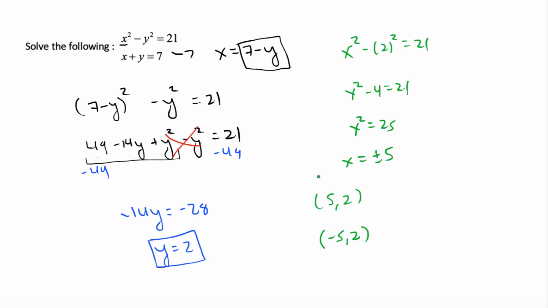But notice what happens when you plug these points into the bottom equation. Think about what we just did. We plugged the 2 into the top equation and we got these two solutions. But what happens when you plug this into the bottom equation? Well, 5 plus 2 equals 7, so this one checks out. That one works. But what happens when you plug negative 5 comma 2 into the bottom equation? It's not going to work. This is going to be extraneous. So in this example, there's only going to be one solution. The solution is 5 comma 2.